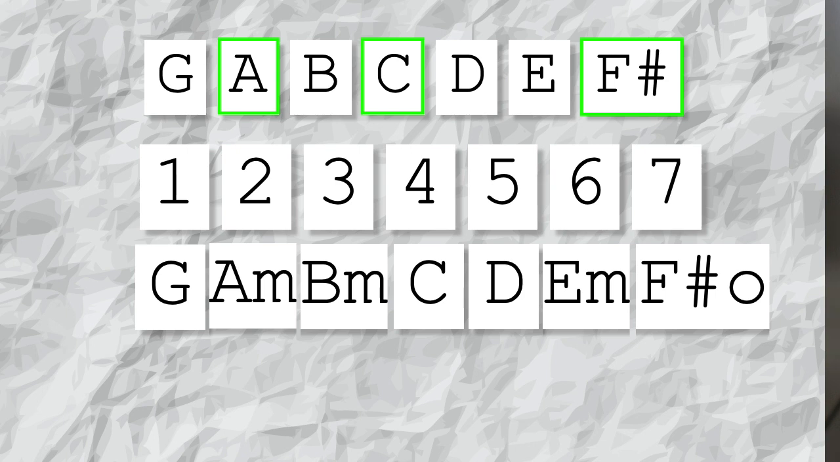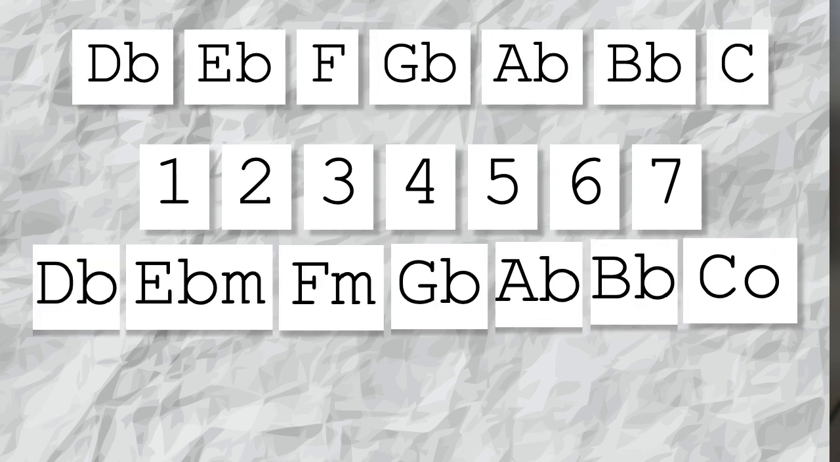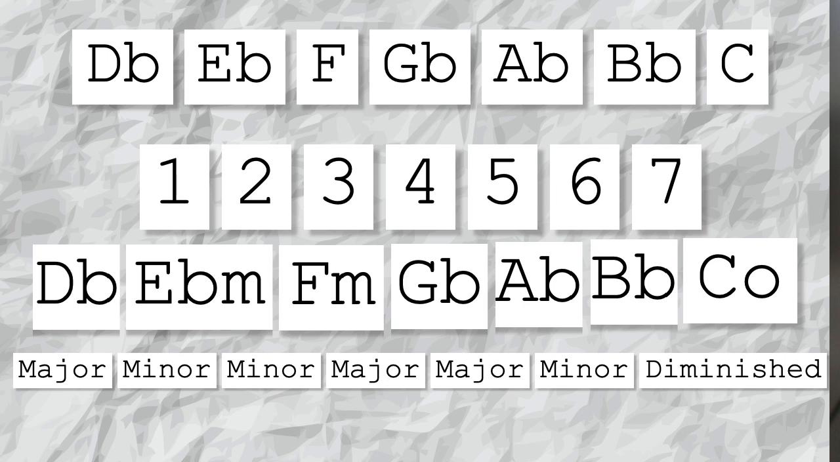If you were to follow this process in other keys, for example D flat major, you would generate the same 7 chords. The chord quality will always be the same, but the pitches will change. So the order is always major, minor, minor, major, major, minor, diminished. So that's worth memorizing.